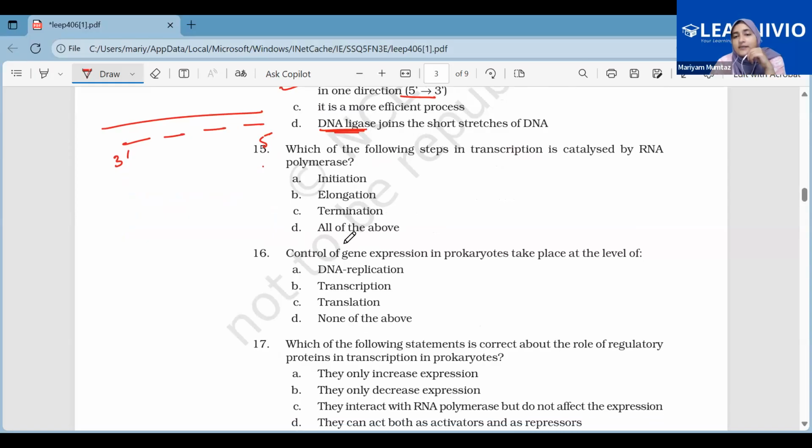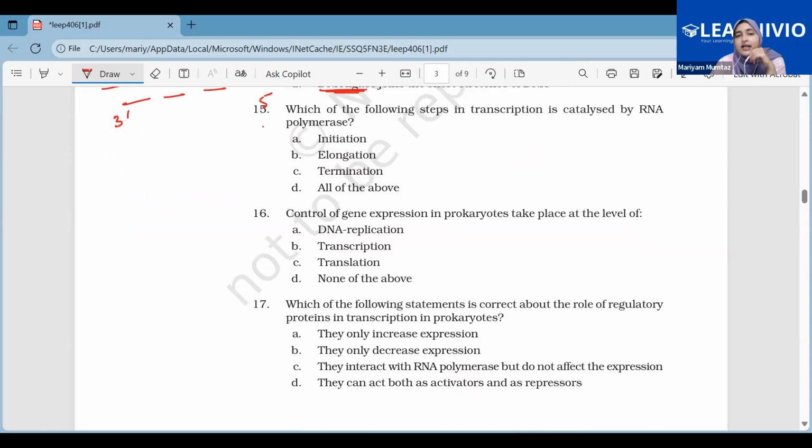Which of the following step in transcription is catalyzed by RNA polymerase? You're lagging. I'm saying which of the following step in transcription is catalyzed by RNA polymerase? D, all of the above.